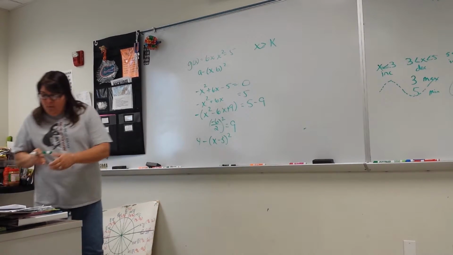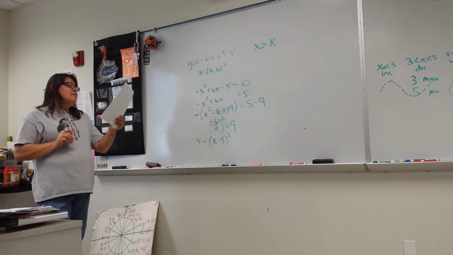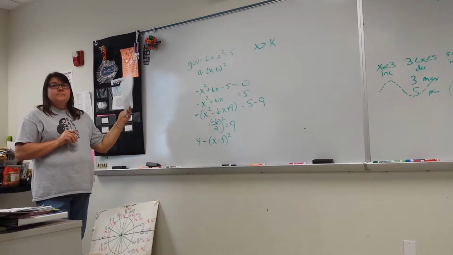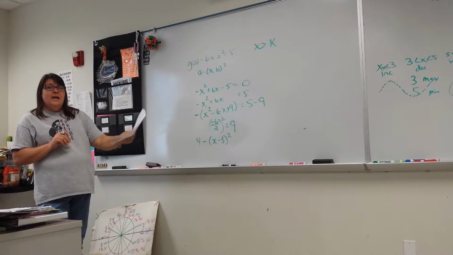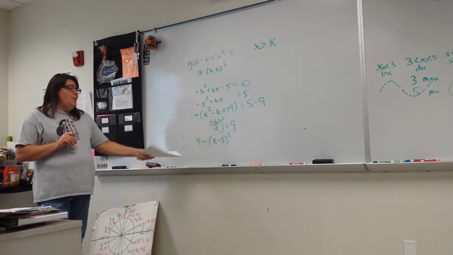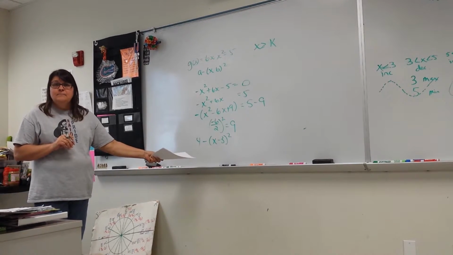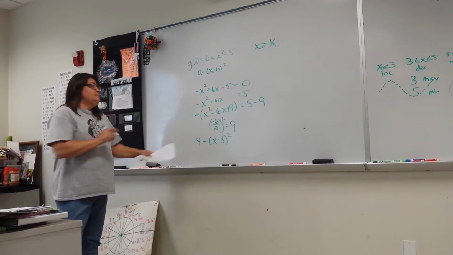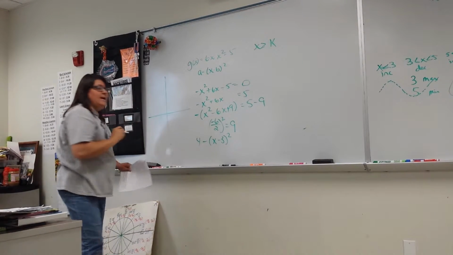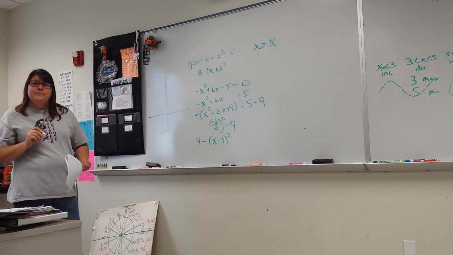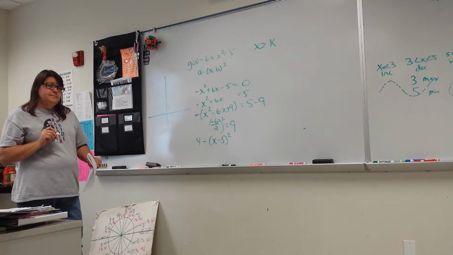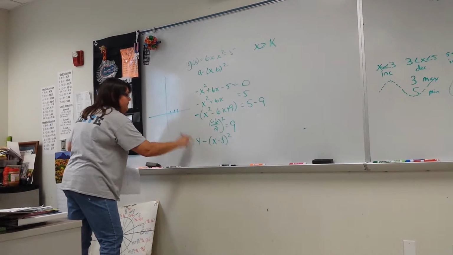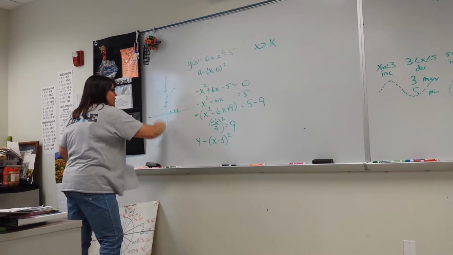Now, state the smallest value of k for which this has an inverse. Well, what is this, guys? It's a parabola. It opens down, right? What is its vertex? It's 3, 4. So, positive 3, 1, 2, 3, up 4, 1, 2, 3, 4, and it opens down.